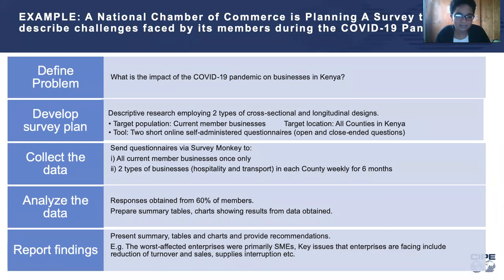For example, you can report findings like the worst affected enterprises were this, and this. This is from the general surveys from the members: SMEs were the ones that were mostly affected, and key enterprises that were affected. So the key issues that were affected were turnover, sales, supplies, things like that. Next, please.